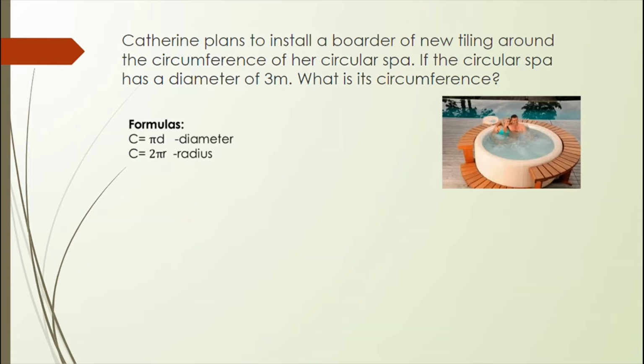Now let's start. We have C equals pi times d. Circumference is equal to the value of pi, which is 3.14, multiplied by the diameter, which is 3. So let's multiply. 3.14 times 3: 3 times 4 is 12, write 2 carry 1. 3 times 1 is 3, 3 plus 1 is 4. And 3 times 3, the answer is 9.